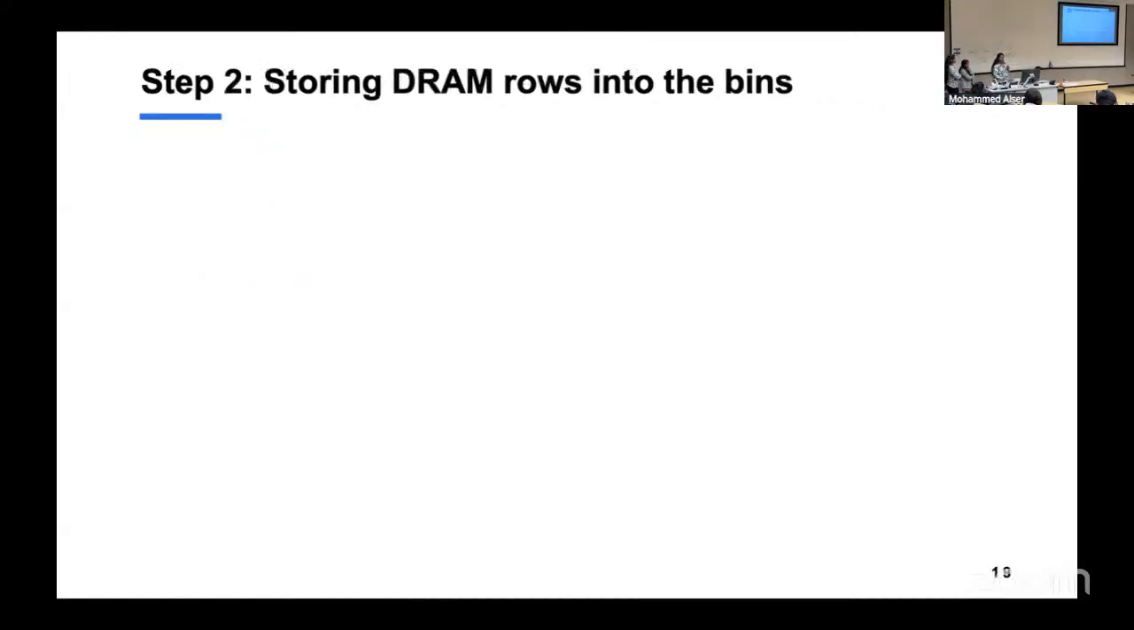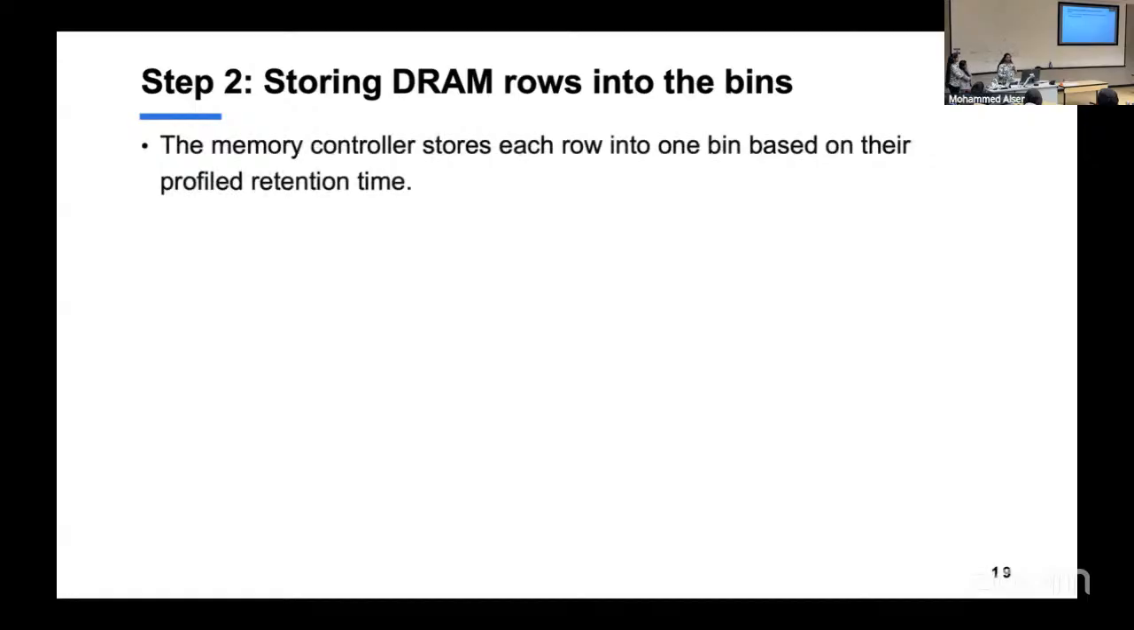In the second step, you might wonder how the retention times we have already stored are going to be useful in the next steps. The second step is storing DRAM rows into bins. The memory controller stores each row into one bin based on the profiled retention time we calculated in the first step. To store all these rows into bins, we are going to use Bloom filters.